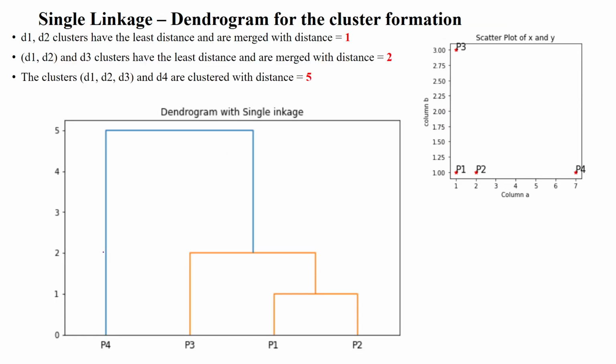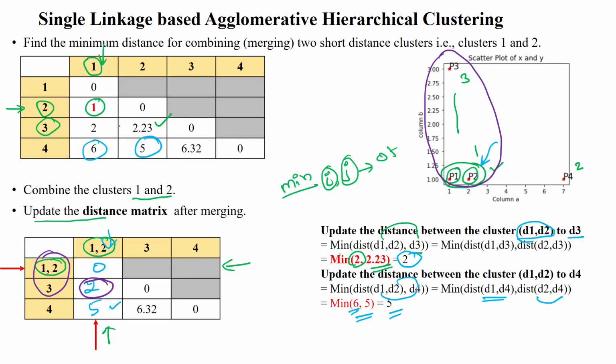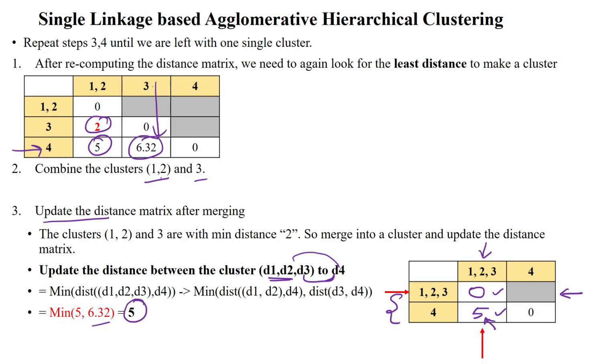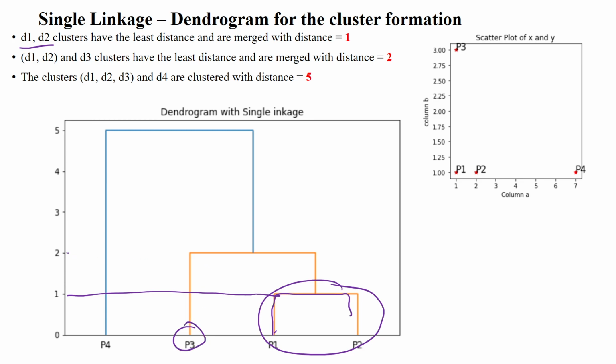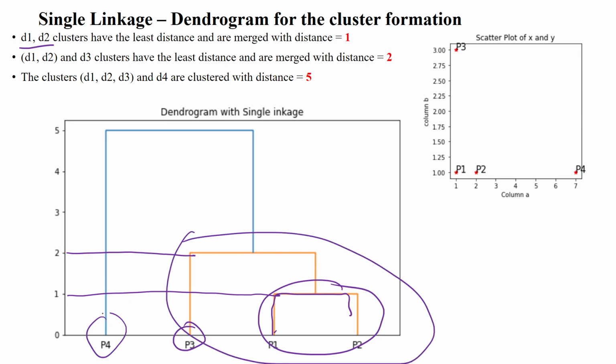So finally, first we merged D1 and D2 with the distance 1. Then we merged the 1, 2 and 3 with value 2. So that's what is given here. Look at that, first 1, 2, the height is 1, and this cluster and the third data point are connected with the value 2, and finally this cluster and data point 4 are connected with the distance 5.